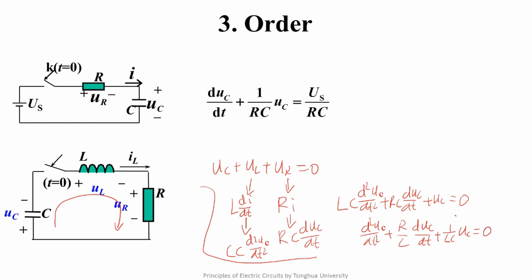For these two equations, the highest order term of the upper equation is the first order derivative of the variable, and the highest order term of the lower equation is the second order. So we call the one the first order and the other the second order.